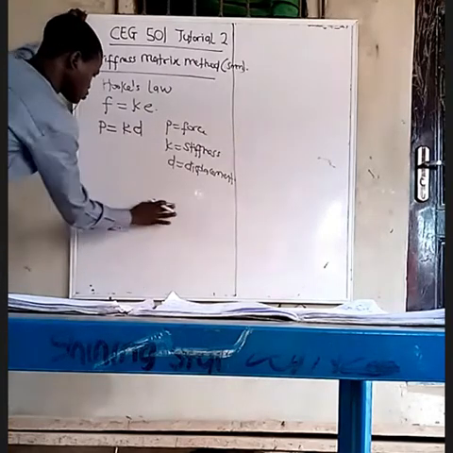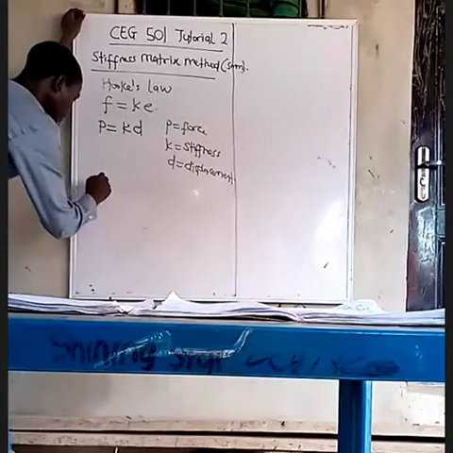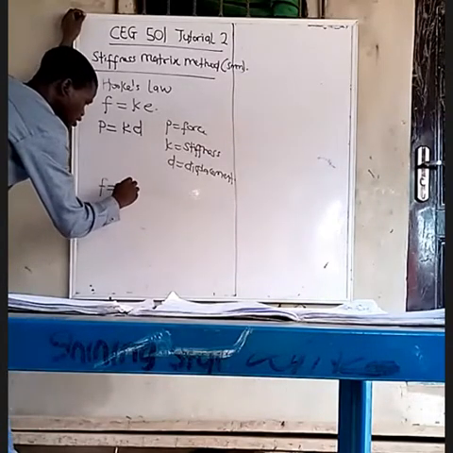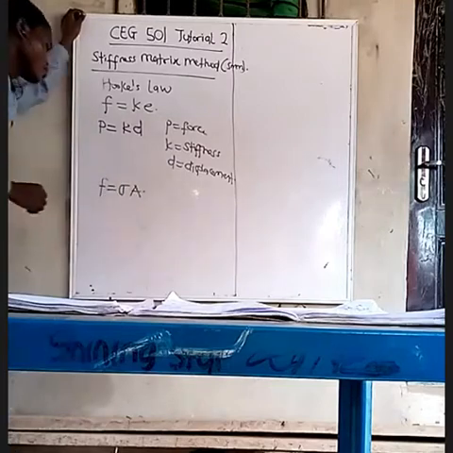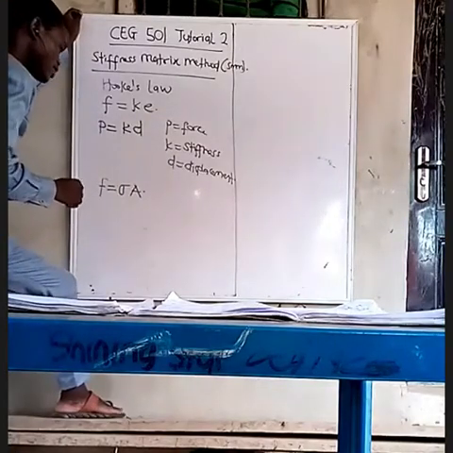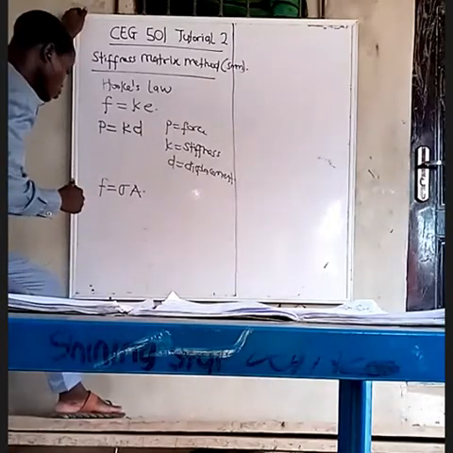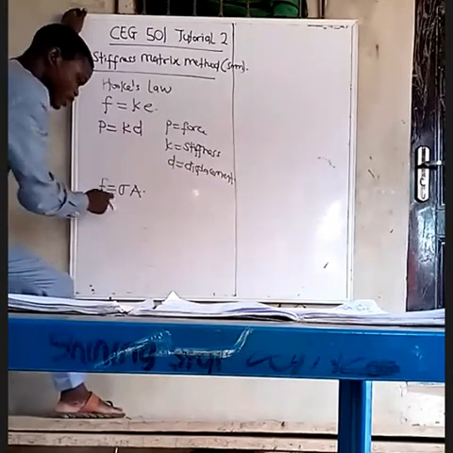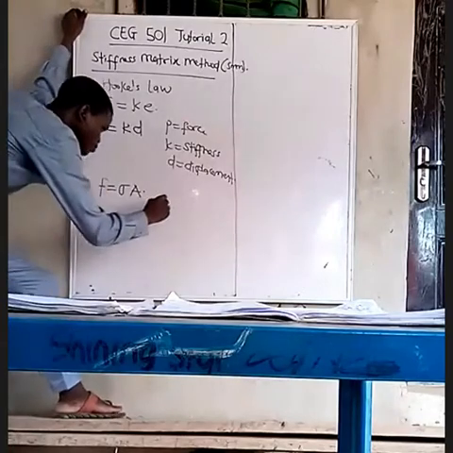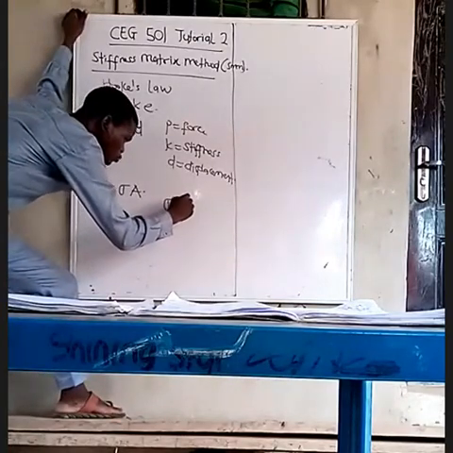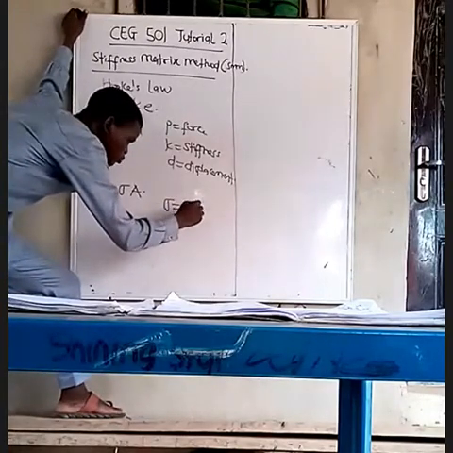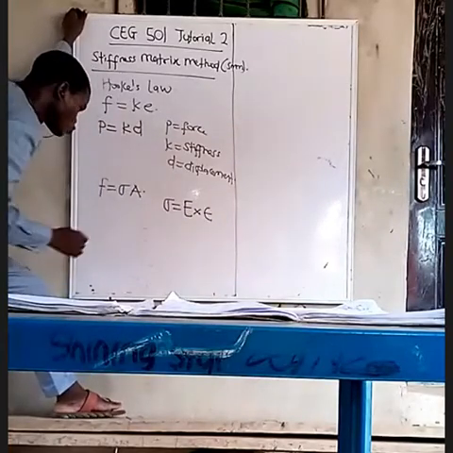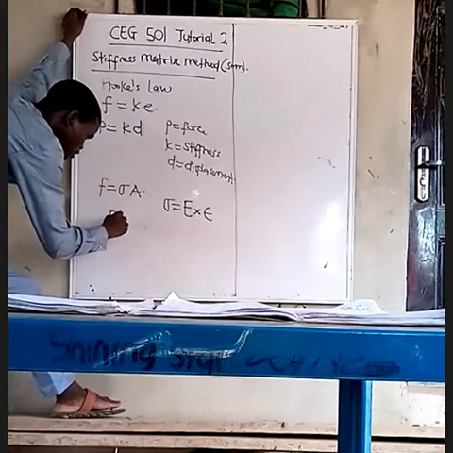If you have a beam member like this, before we do this, let me just mention this to you also. We know that force F is equal to what? Sigma A. Sigma is stress, A is area, for any elastic member. So sigma is also equal to what? Young's modulus times strain.